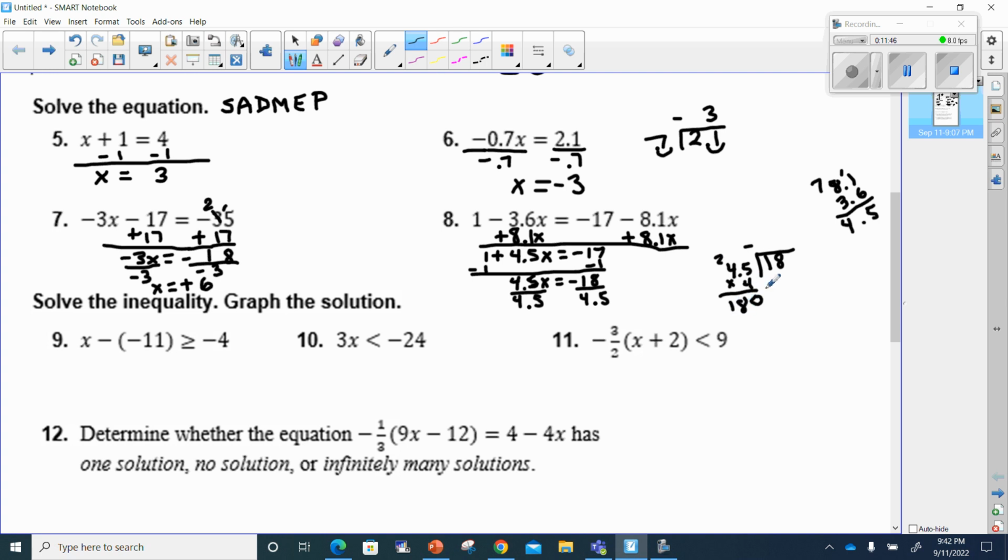Now you might be thinking, Mr. Mendez, you forgot to bring your decimal over, and you're absolutely right. I should have brought this over here first. And then you see that I have 180, and 45 goes into 180 4 times. So my answer is negative 4. So x equals negative 4. All right. Let's go to number 9 now.